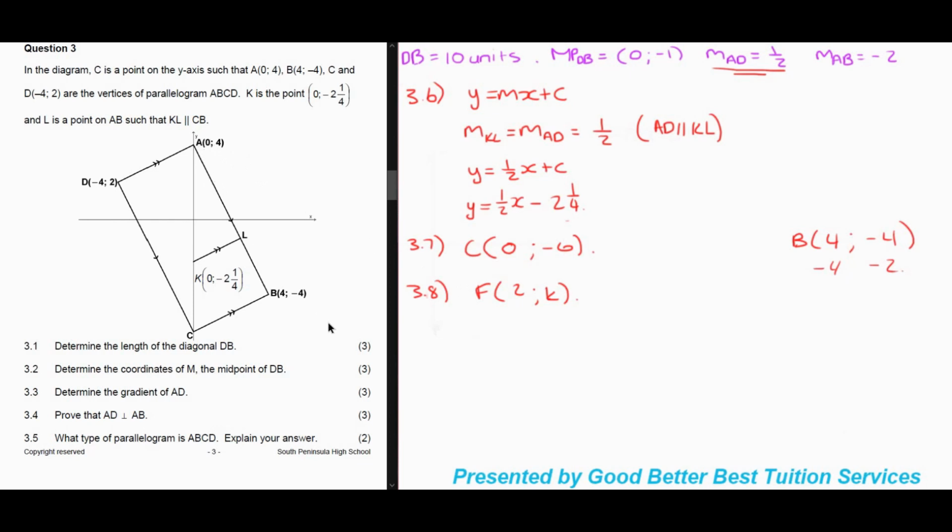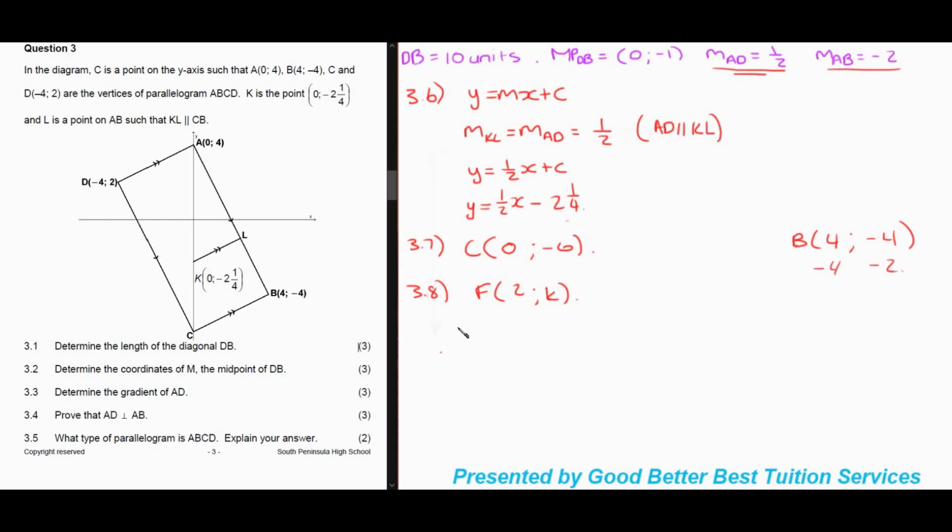And so what we can do is, we know the gradient of the line AB, we worked it out before, right? It was minus 2. So what we can do is substitute F into a gradient formula with either the point A or B, and have K as the only unknown in that equation, and then solve for K. And I'm going to show you how that looks right now. We'll use the point A. It doesn't matter, you can use A or B, I'll use A in this case.